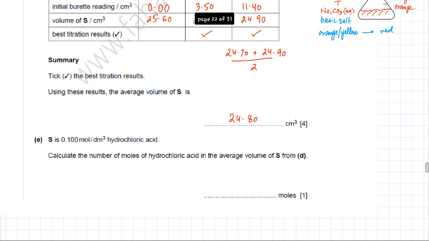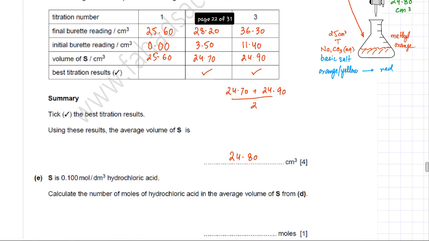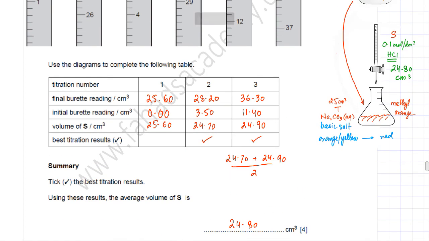Moving to the next part, in part E, we're told that S is 0.1 mole per decimeter cube hydrochloric acid. We now have to calculate the number of moles of hydrochloric acid, using the average volume of S from D. This basically means we have the concentration of S, which is given as 0.1 mole per decimeter cube, and we also have the average volume of S, which is 24.80 cm cube. If you have the volume and the concentration of a particular solution, you can find the moles of HCl that are being used on average in the titration.